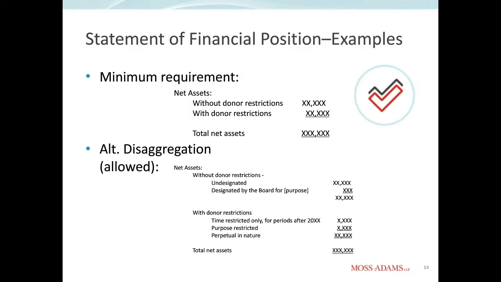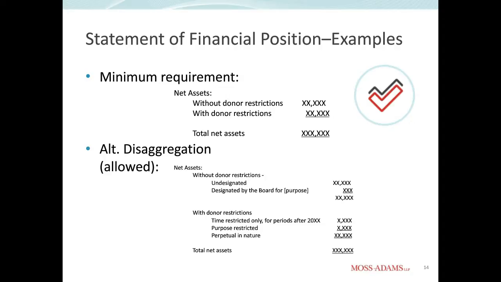So here's an example for the presentation of net assets in the statement of financial position. These are two different examples. The top is really the minimum requirement. So this just shows what is included in the two different classes of net assets. Then there would also need to be a footnote that discloses the additional detail related to these two different classes of net assets.